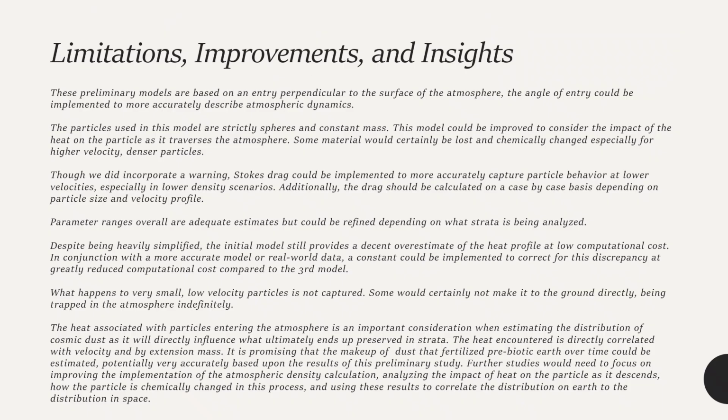Limitations, improvements, and insights. These preliminary models are based on an entry perpendicular to the surface of the atmosphere. The angle of entry could be implemented to more accurately describe atmospheric dynamics. The particles in this model are strictly spheres and constant mass. The model could be improved to consider the impact of the heat on the particle as it traverses the atmosphere. Some material would certainly be lost and chemically changed, especially for higher velocity, denser particles.